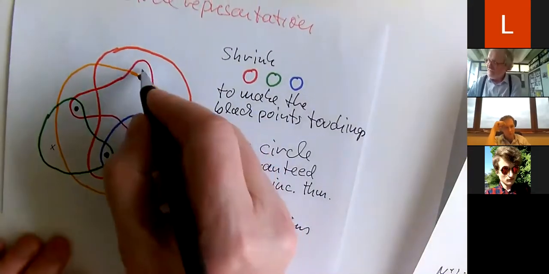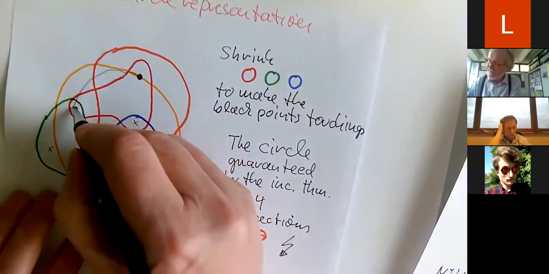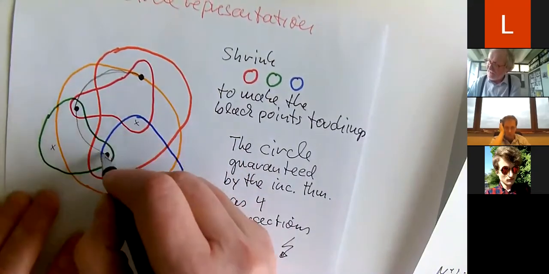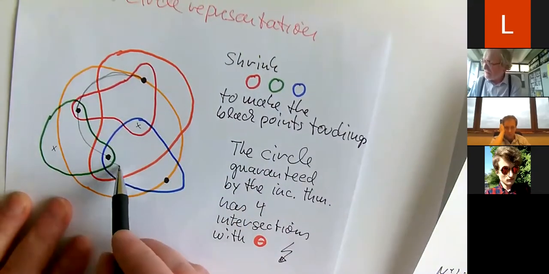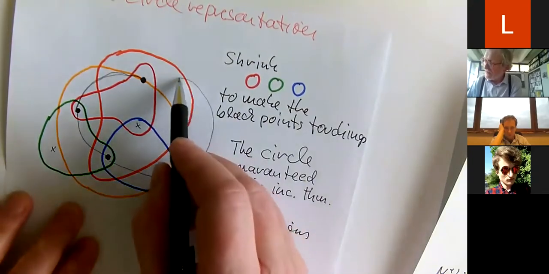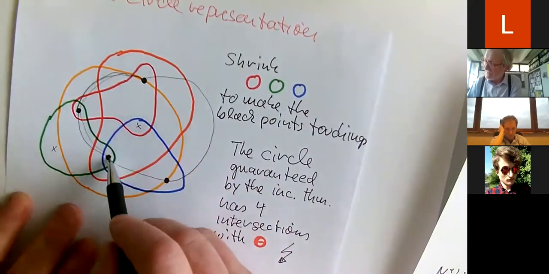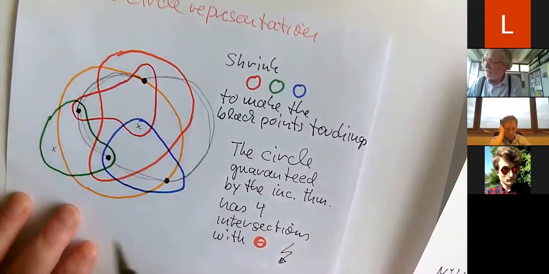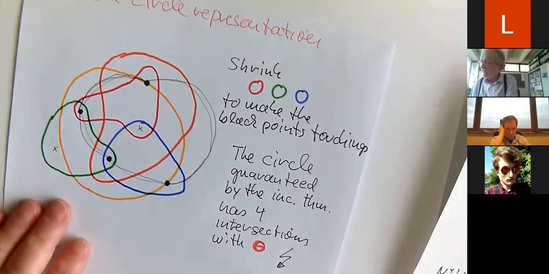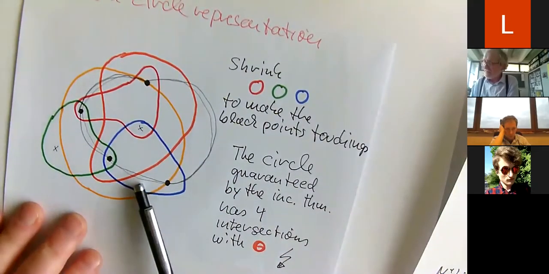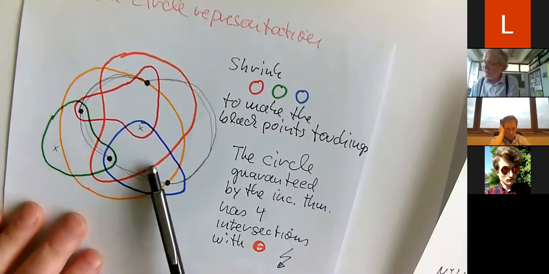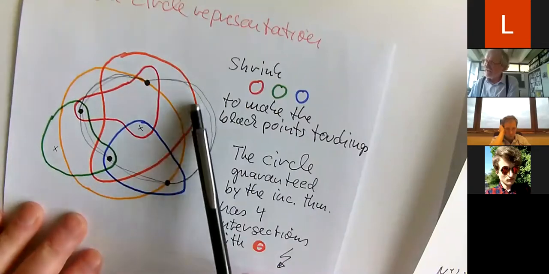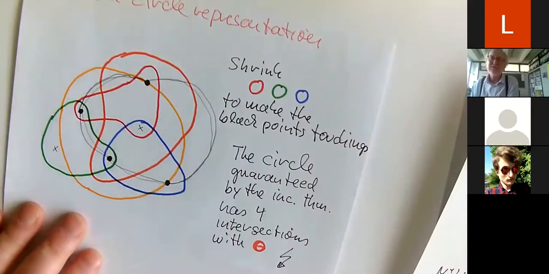And this black circle is going from here to here, from here to here, to here, and back again. So now I made it a pseudocircle, but the point is that this black guy has to intersect this red circle 4 times.